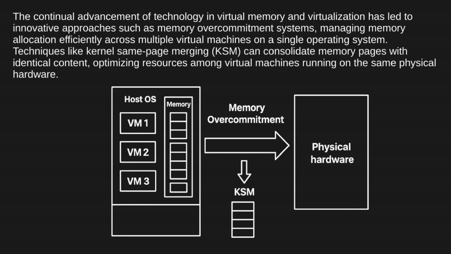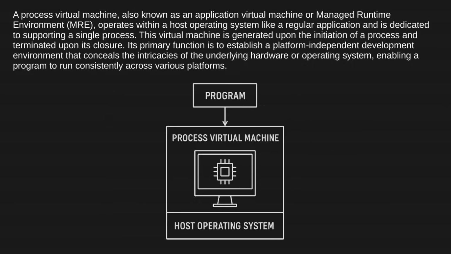A process virtual machine, also known as an application virtual machine or managed runtime environment (MRE), operates within a host operating system like a regular application and is dedicated to supporting a single process. This virtual machine is generated upon the initiation of a process and terminated upon its closure. Its primary function is to establish a platform-independent development environment that conceals the intricacies of the underlying hardware or operating system, enabling a program to run consistently across various platforms.